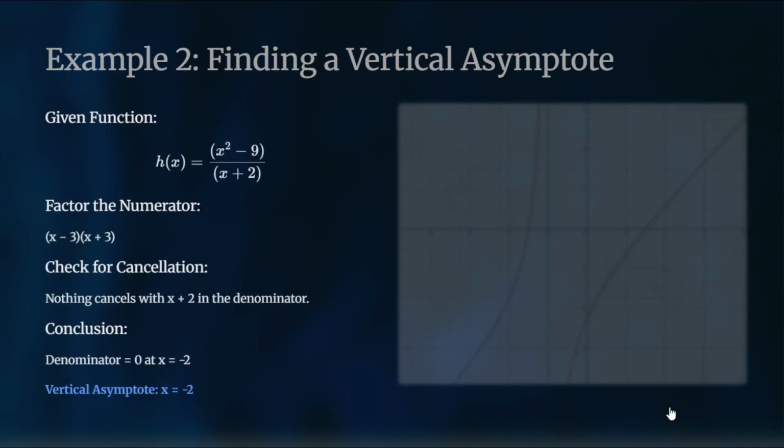Given the function h of x equals x squared minus 9 over x plus 2. In order to figure out if there's an asymptote or a hole, you'll want to factor first. So factoring the numerator, once again, x squared minus 9 can be factored as x minus 3 times x plus 3. In this case, nothing cancels with x plus 2 in the denominator. So we know there won't be any holes. But the denominator will be equal to 0 when x equals negative 2. Therefore, there will be a vertical asymptote at x equals negative 2.